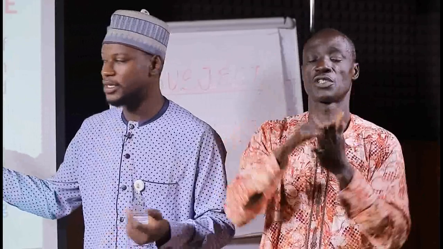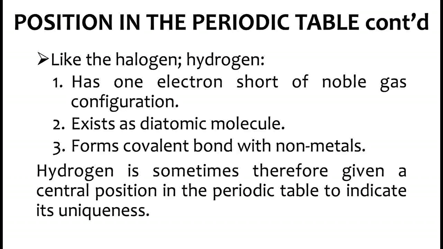So where should we place it in that case? Then we place it in group 7, halogens. So like halogens, hydrogen has one electron short of noble gas configuration. It also exists as a diatomic molecule. And then it forms covalent bonds with non-metals. These are some of the properties that look like the halogens. But remember, it also has another property of alkali metals.